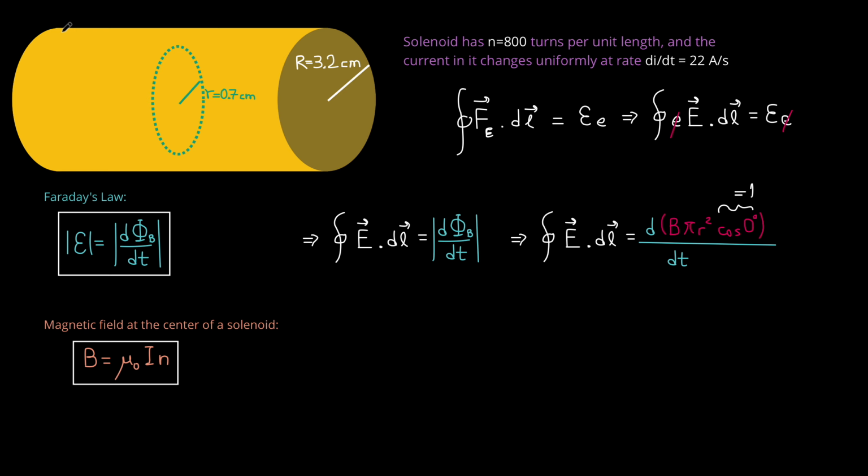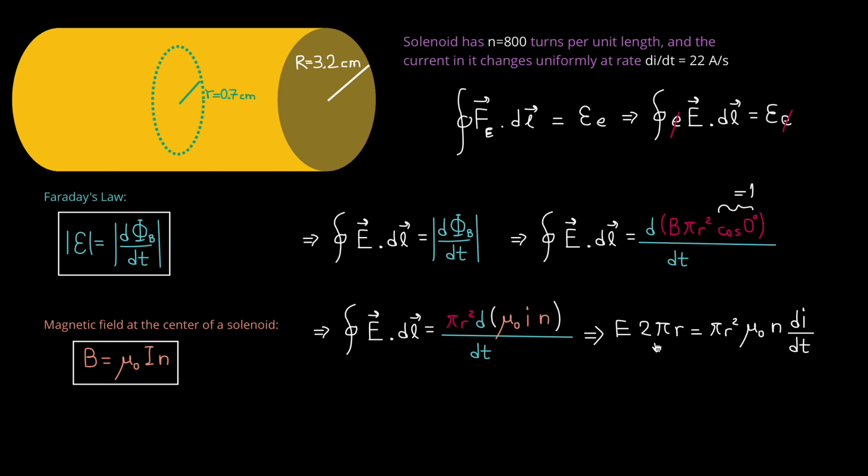In the next step, let's substitute the formula for B. Here for the current, I used lowercase i because current is changing with time. Also note that the electric field is uniform and parallel to the circular path, so the line integral over dl is simply equal to E times the circumference of the circular path, which is 2 pi r. Pi's cancel. We have r on the left hand side, r squared on the right hand side, so they simplify.